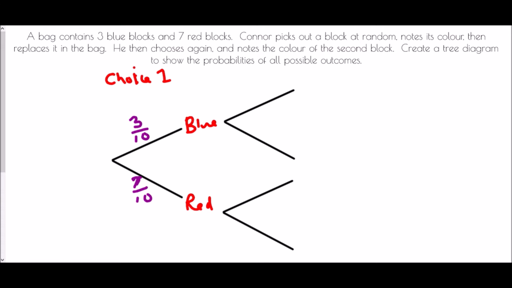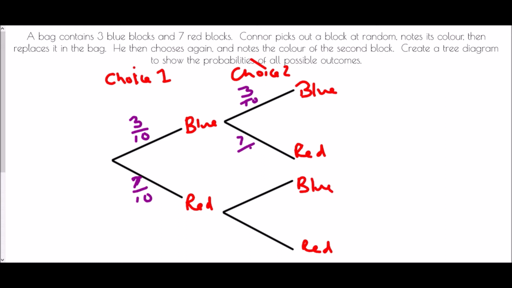When we move on, what happens after he has selected the first block? Well, he takes a second choice. So we have choice 2. And when he takes his second choice, if he picked blue the first time, he may well pick blue again, or he may pick red. If he chose red the first time, he may well choose blue, or he may choose red again. The probabilities of each of those, well again, as he put the block back in, the probabilities have not changed. It is still a 3 out of 10 chance of picking blue, or a 7 out of 10 chance for red.